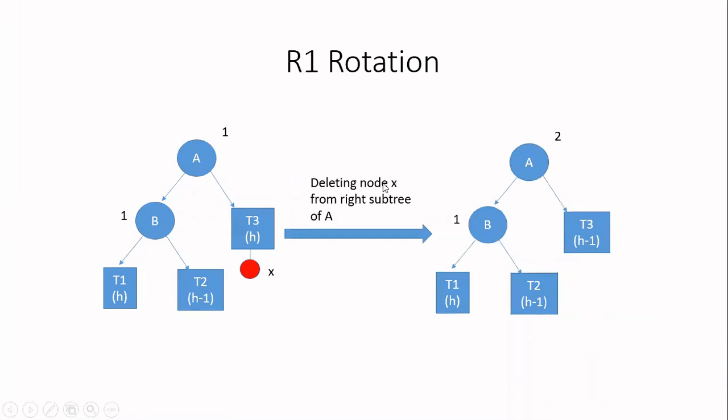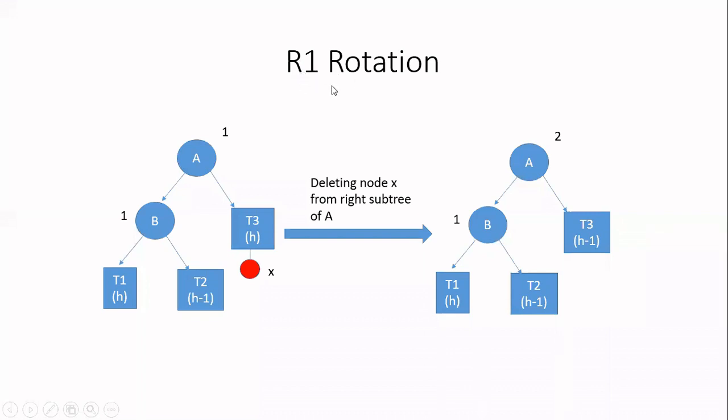I am going to delete a node X, and this node is from the right subtree of A. So in this diagram, X is here. I am going to delete this X. Since with respect to A, it is present in the right subtree, I am going to perform R rotation. Then how does the 1 come? When you delete this X from the right subtree, you have to focus on the left subtree of A. In the left subtree of A, we have B as the root, and see what the balance factor of this B is. The balance factor of B is 1. Therefore, the type of rotation here is R1 rotation.